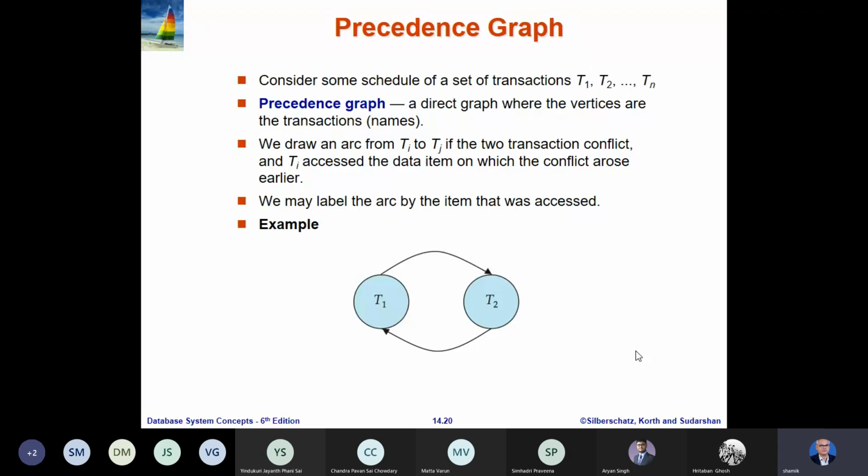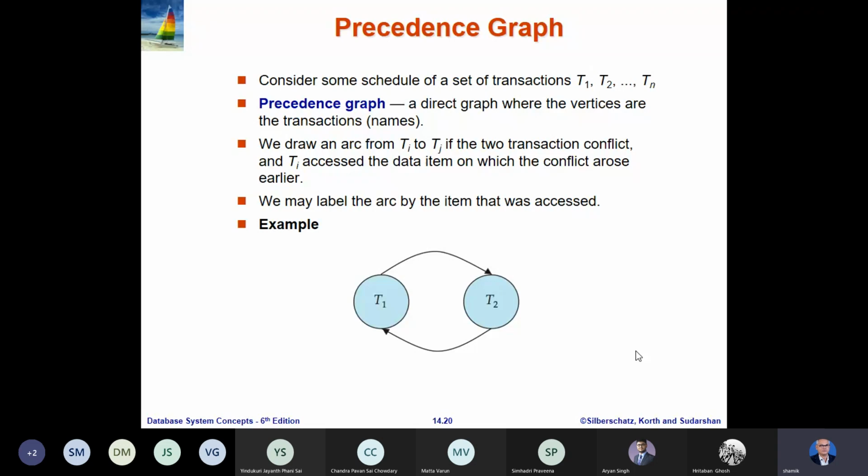So it is possible that T1 does a read of P before T2 does a write of P, and T2 does a read of Q before T1 does the write of Q. Then because of P, I will have an edge from T1 to T2. Because of Q, I will have an edge from T2 to T1. Okay. So we will have this.